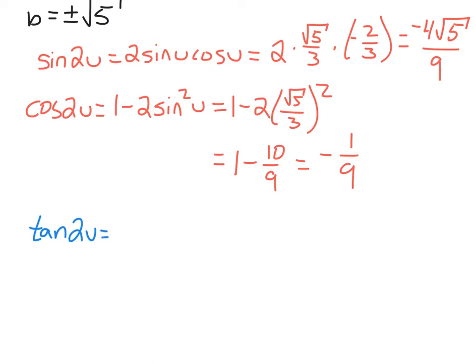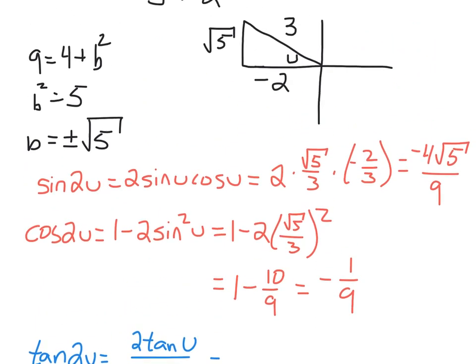is the same as 2 tangent of u over 1 minus tangent squared. Alright, so then tangent, let's go back and check real quick. Right, tangent is going to be radical 5 over negative 2.